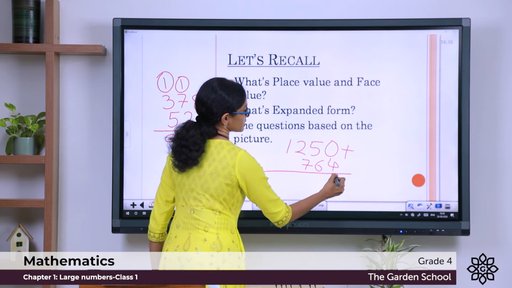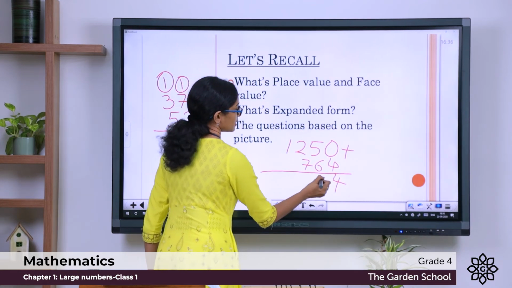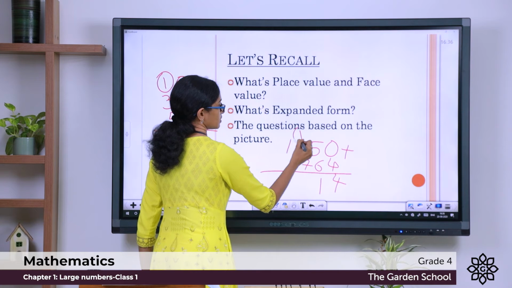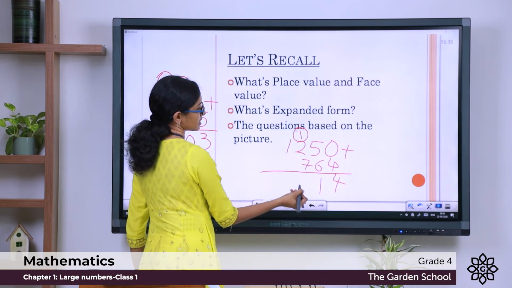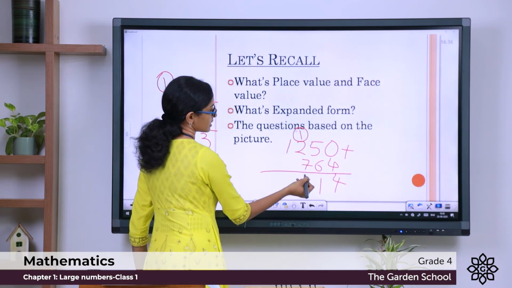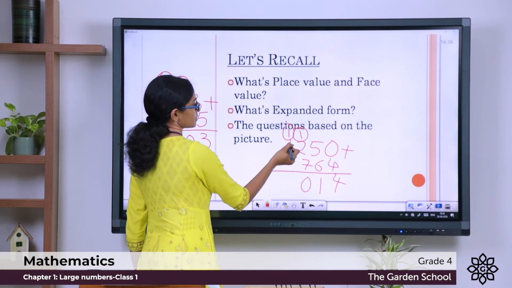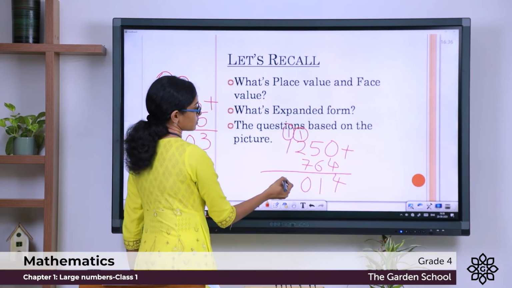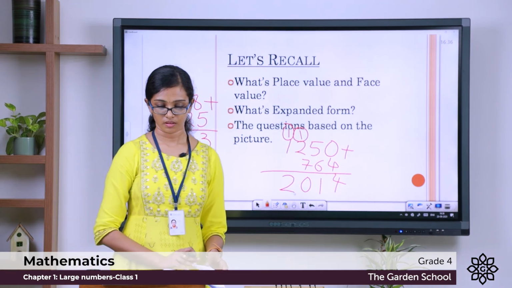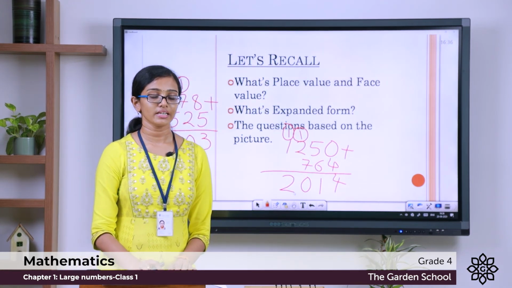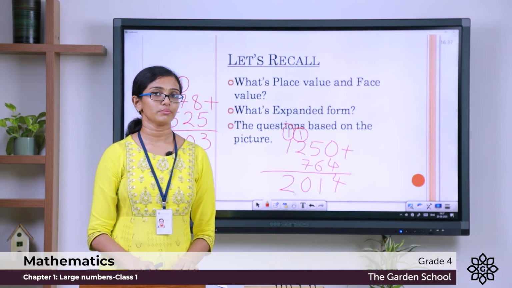Zero ones plus 4 ones is 4 ones, 5 tens plus 6 tens equal to 11 tens, carry forward 1. 2 hundreds plus 7 hundreds equals 9 hundreds, plus 1 hundred is equal to 10 hundreds. Now it is 1000 plus 1. So the answer is 2014 meters. Now the fourth question is about comparing two numbers.